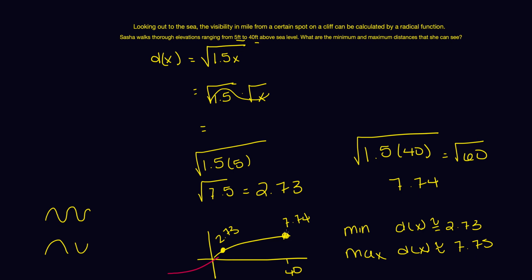So there you go, just a quick example on looking at the different points of a radical on the graph and interpreting what this really means. She can actually see 2.74 miles as the minimum and 7.75 miles as the maximum.